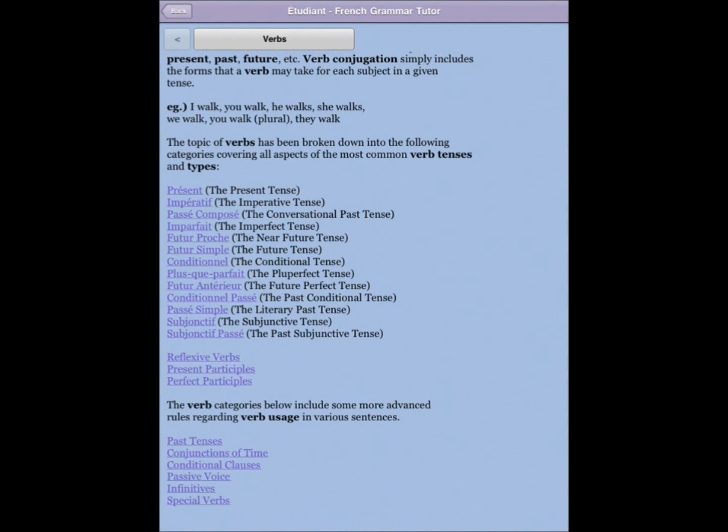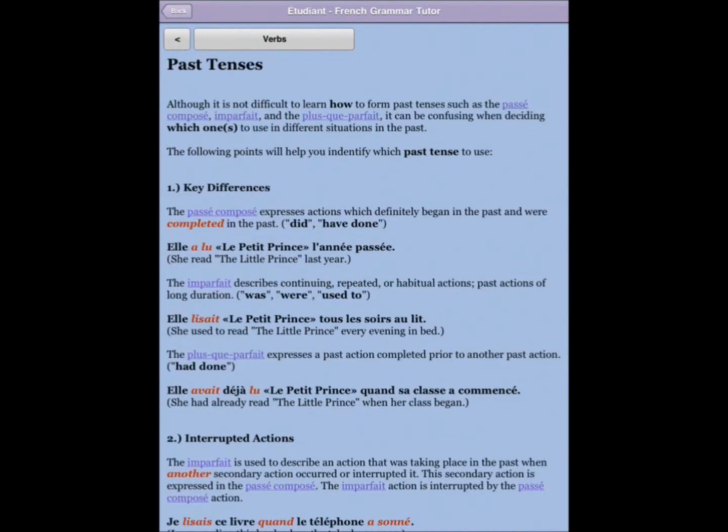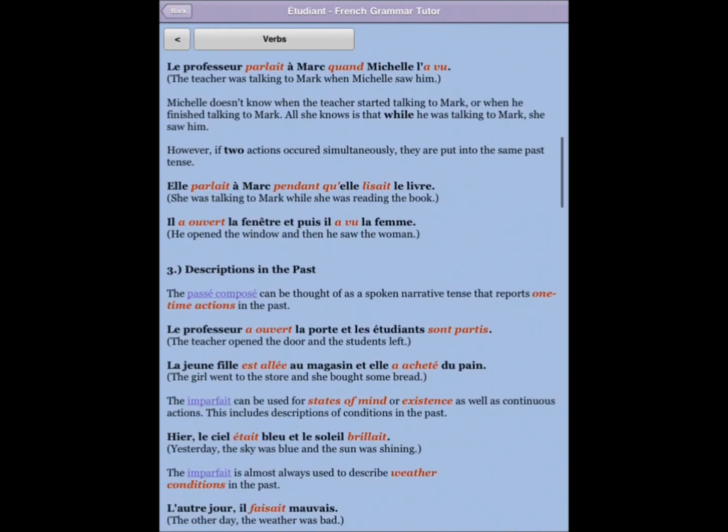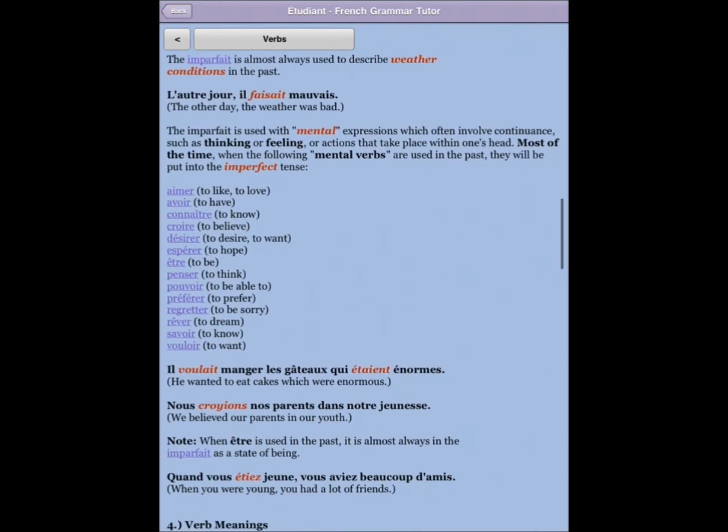Back to the beginning on verbs, a section on past tenses tells you when do you use the passé composé, the imparfait, the plus que parfait. There are some key differences. There are also some clue words, for example.